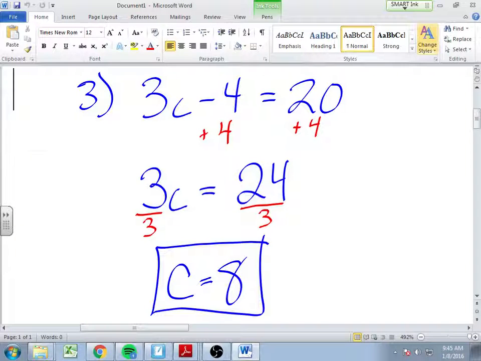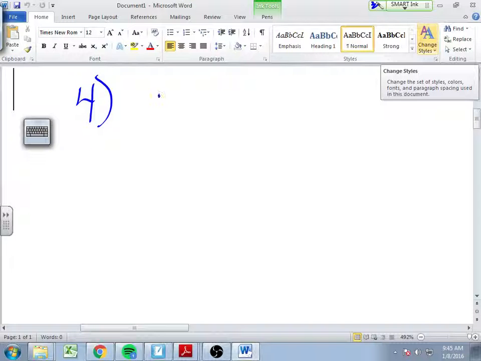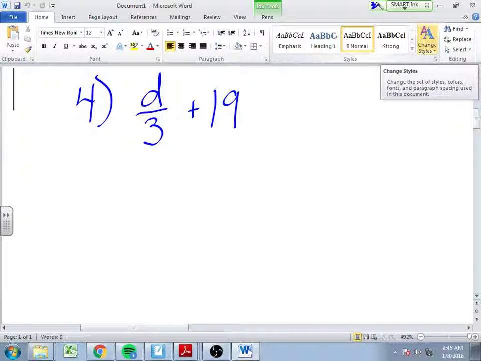We're good? Now 4 and 5 got a bit more challenging. Number 4, same relative process that we just went through, but now it's D divided by 3 plus 19 equals 23.